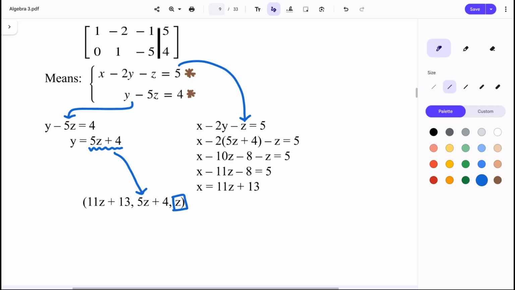And that's what they wrote there, that 11z plus 13. So when you have a dependent system, like I said, usually what happens is that bottom row is going to zero itself out. And then you're going to go backwards and work your way to figure out how to write my x and my y term in terms of the letter z. And then I write my answers like that.